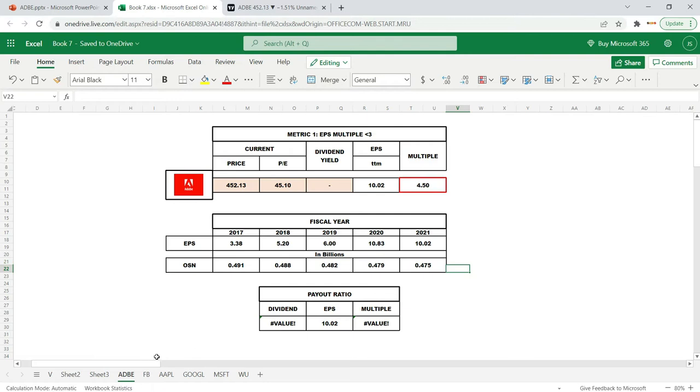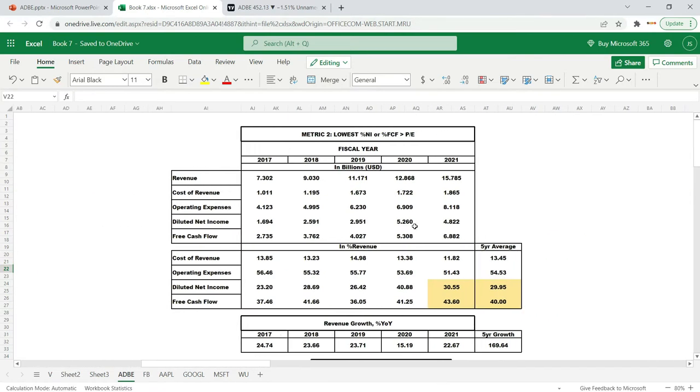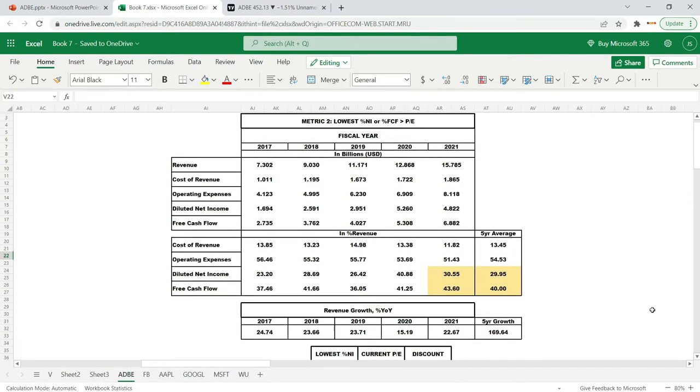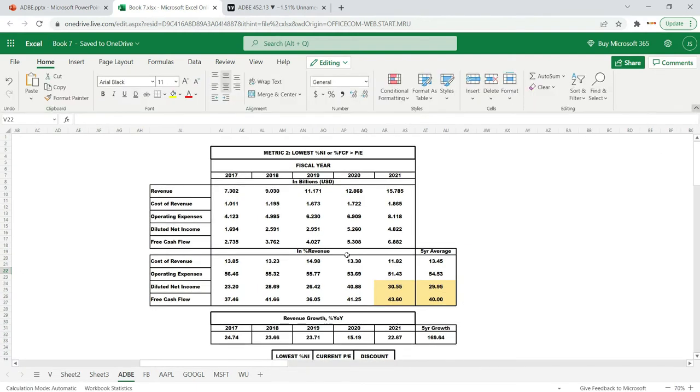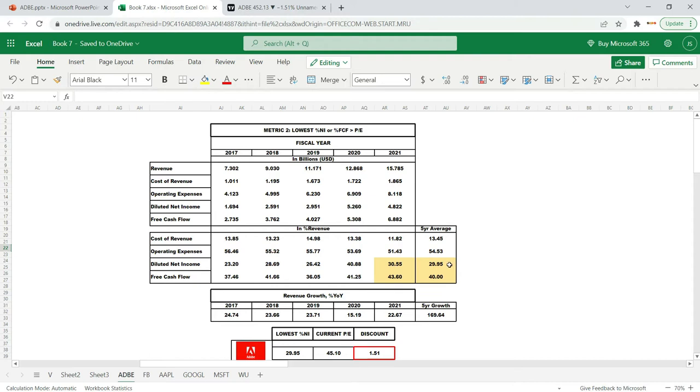Second metric, we want to pay $1 or less for 1% of the money they're making. We determine that by taking the lowest yields of both the net income and free cash flow yields of the current year and the averages of 5 and 10 years of data. The more data, the better. But in this video, we'll only be using 5 years of data just to show you our process.